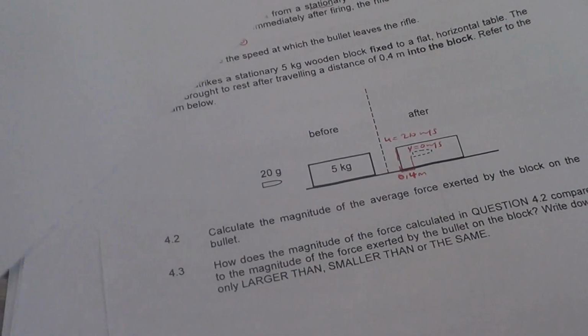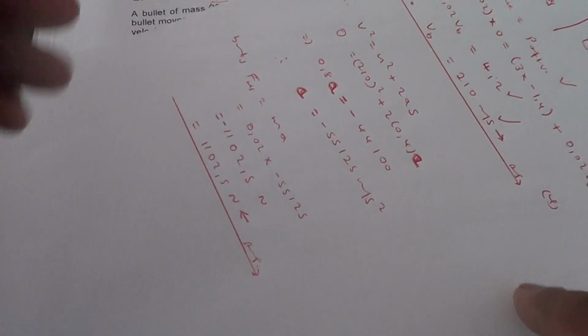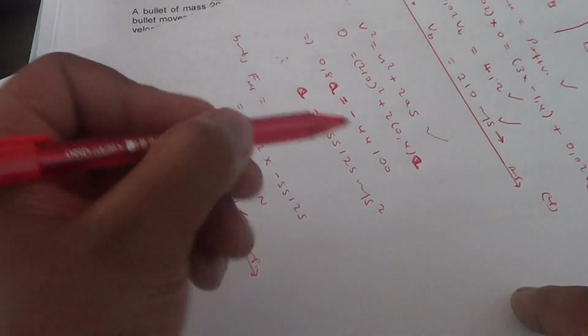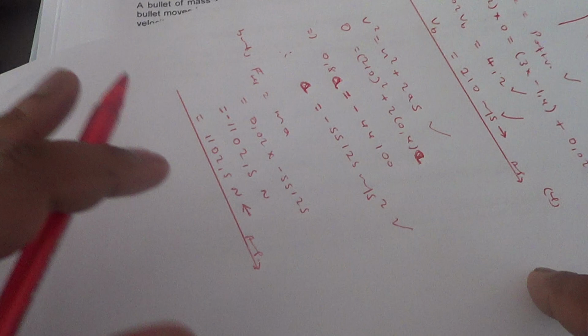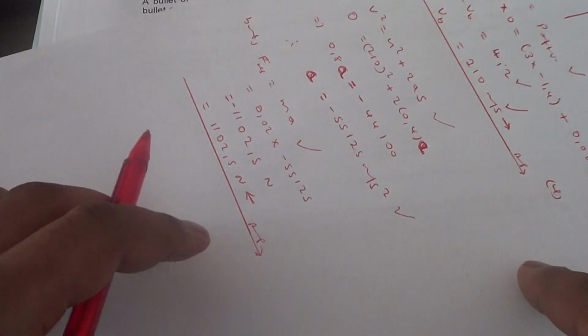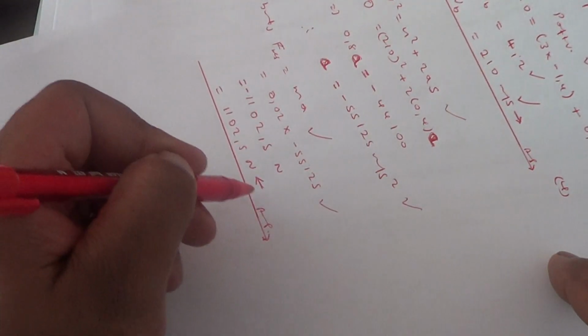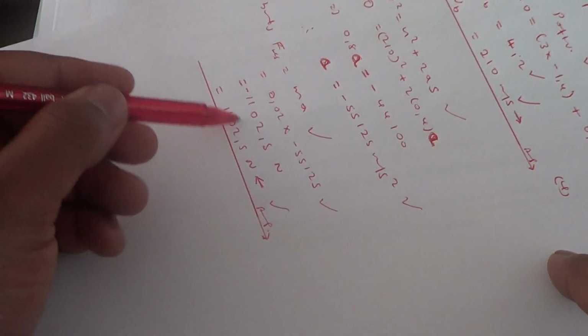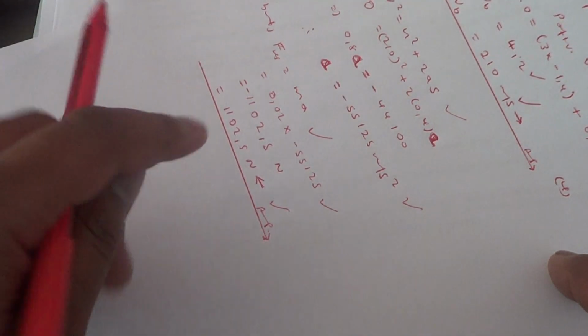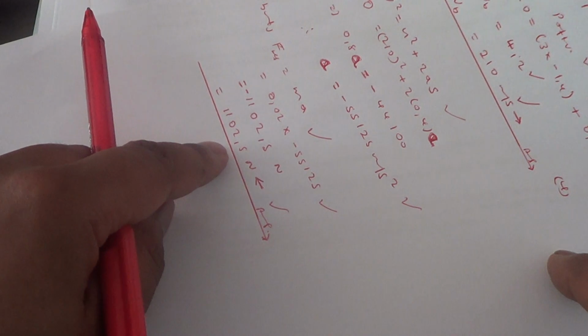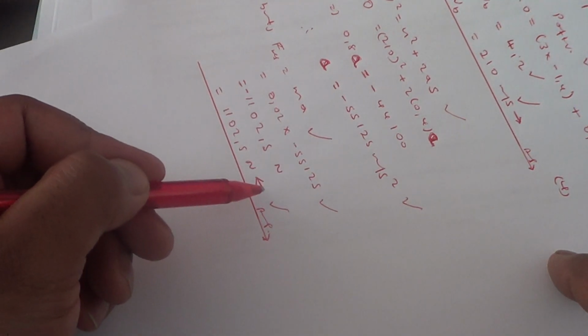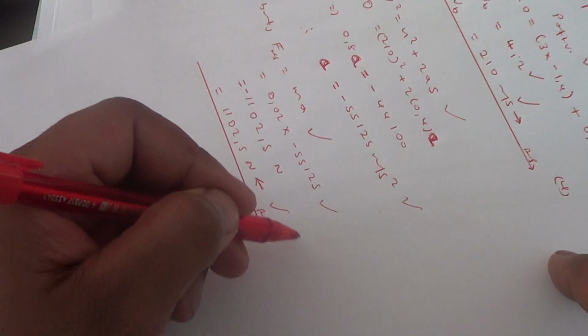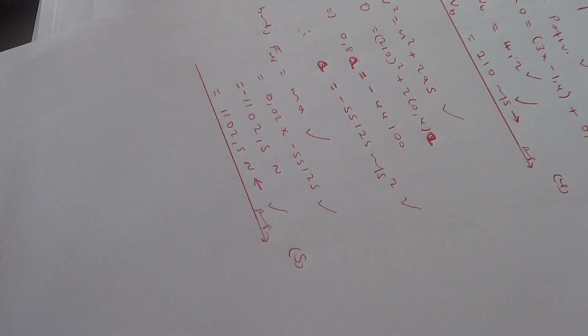How many marks were they giving here? 5 marks. I know that this acceleration is important, and this formula is important, and the correct substitution and the answer. But remember, when we want the force, we know that we're talking vectors, so the direction must never be forgotten. So there's the 5 marks.